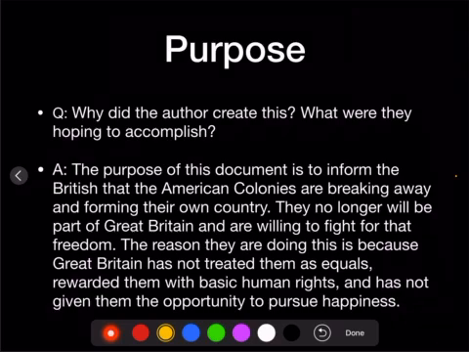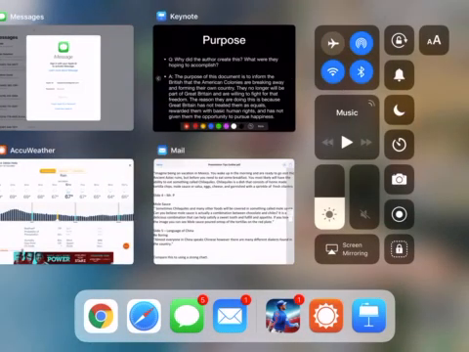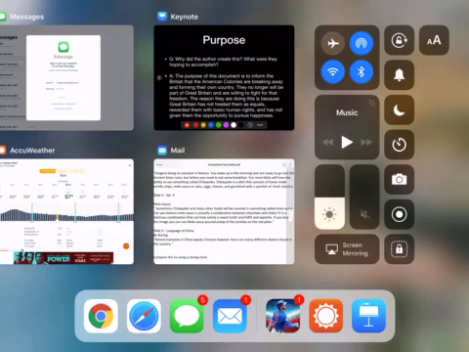So that is how you would use CAPP to analyze a primary document.